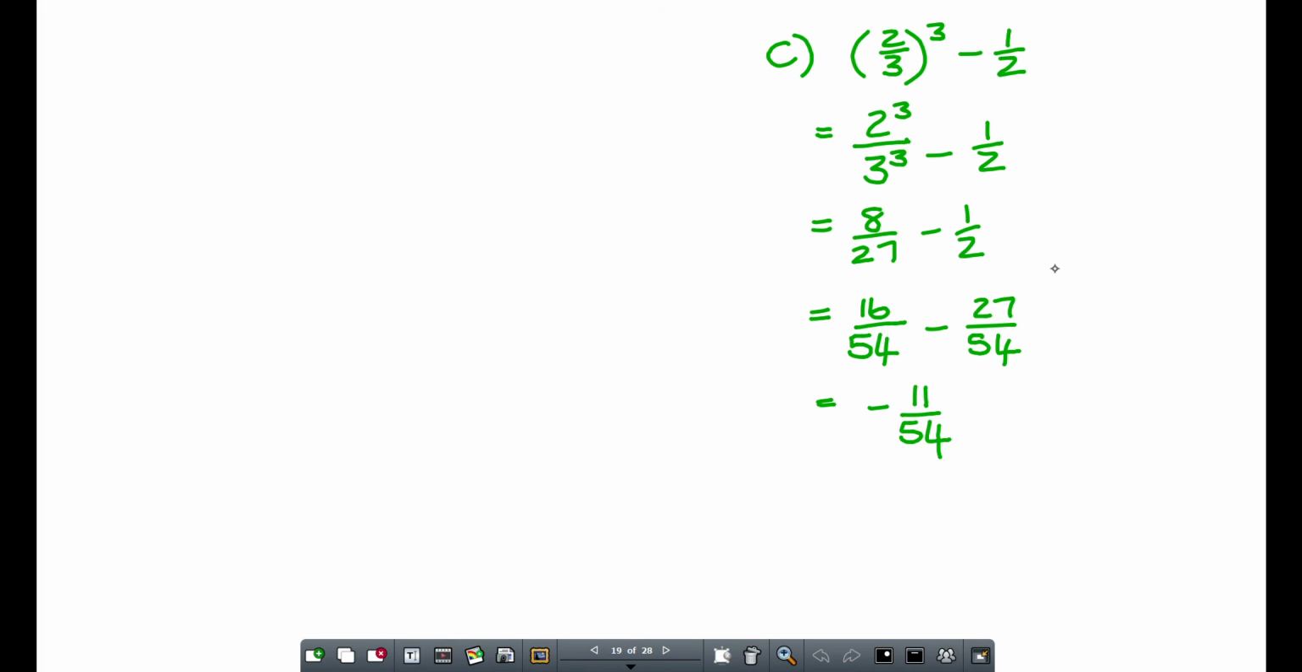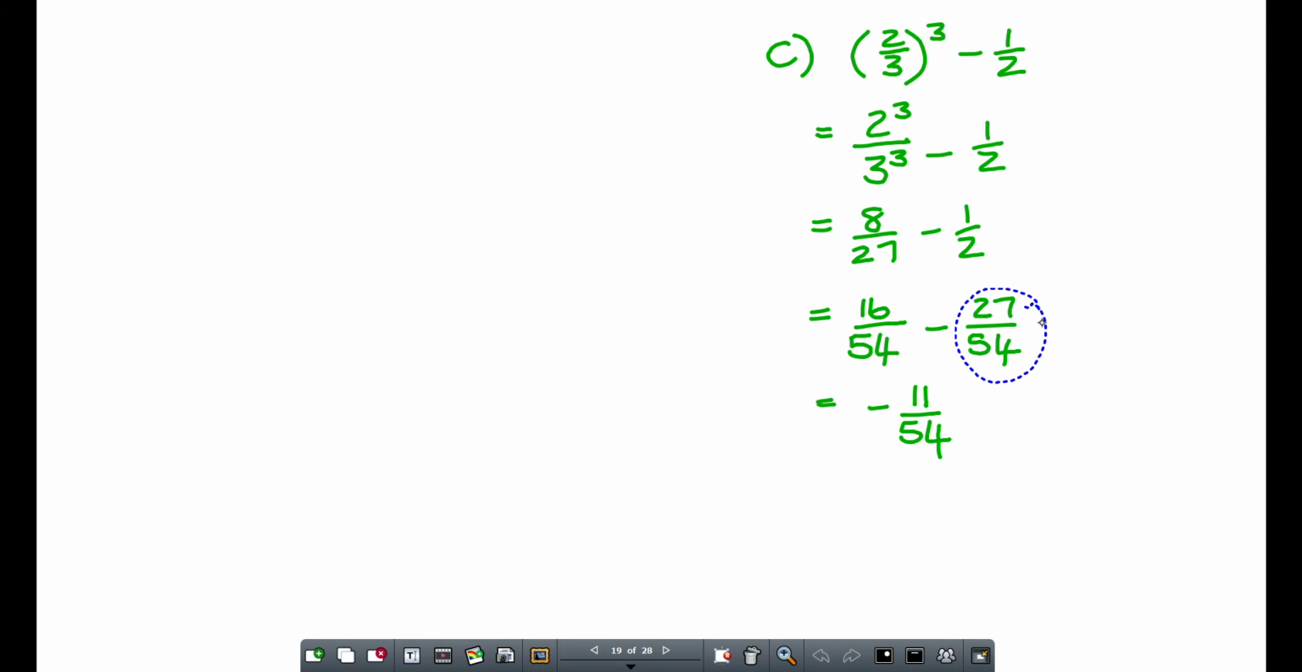Now my denominators are 27 and 2. I first got to make them the same, and the smallest common denominator, or the lowest common denominator, would be 54. So over here I had to multiply with 2, which means I've got to do the same at the top, and 8 times 2 gave me that 16. Then this one I had to multiply with 27 to get to 54, which means I've got to do the same at the top, and that's how I get to 27 over 54.